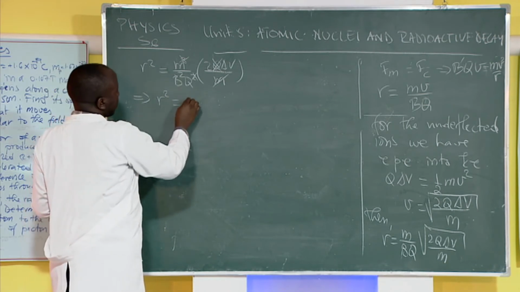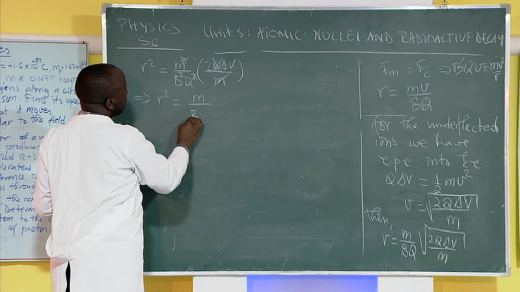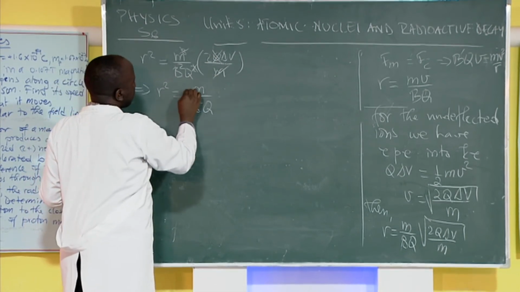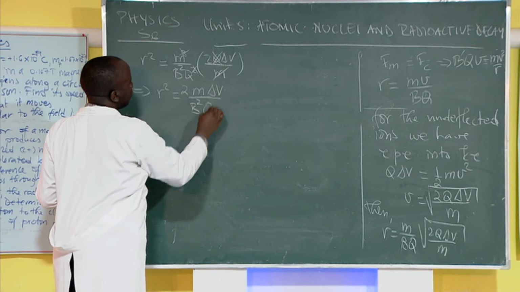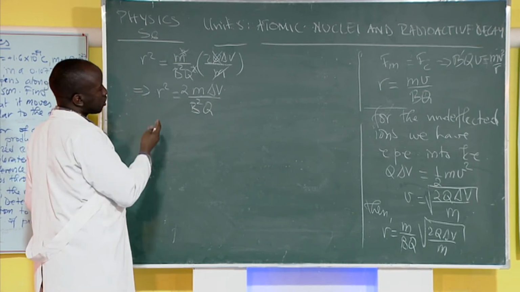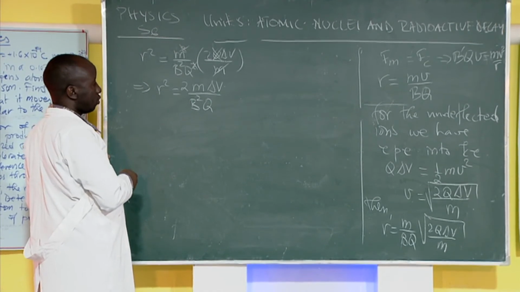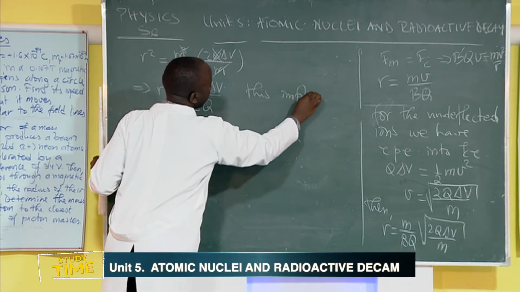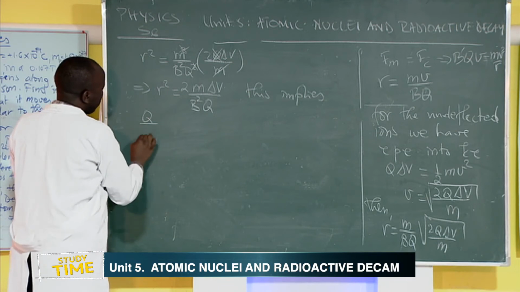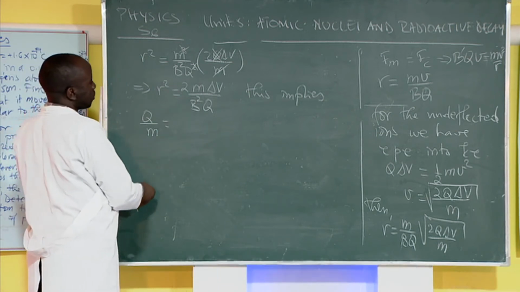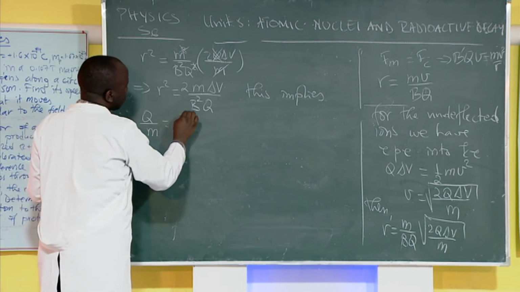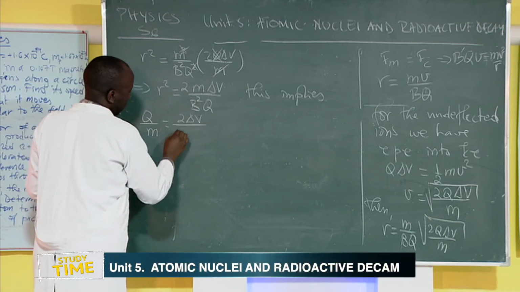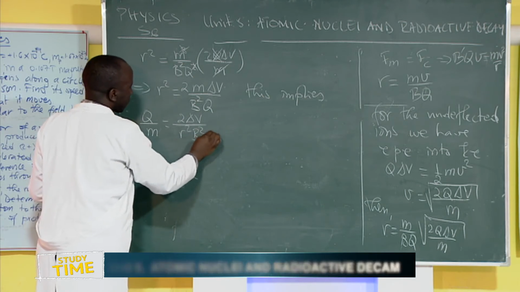You remember that? So then it equals m over B squared times q, because another one was closed out. And then we have 2 times the change in the potential, which is the potential difference that we have now. So this implies that q over the mass, from this expression, will now be equal to 2 times the change in the potential, just the potential difference, over the radius squared times B squared.